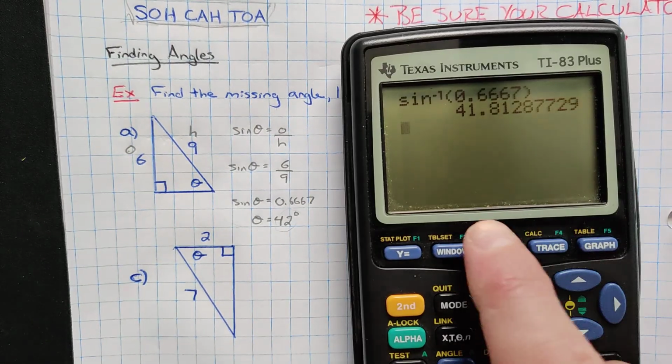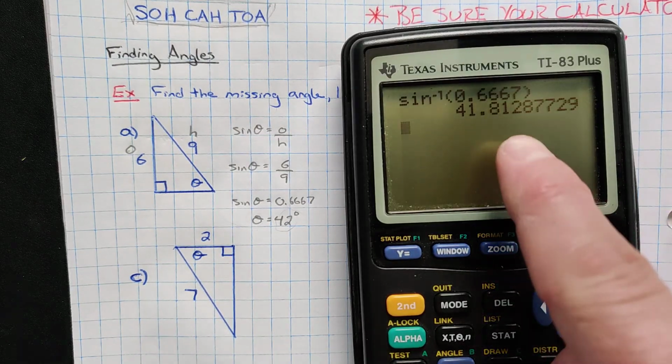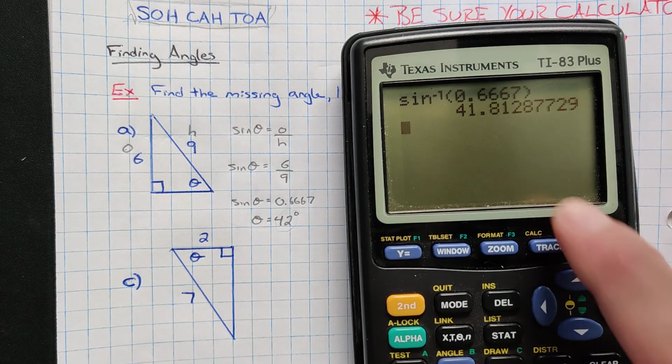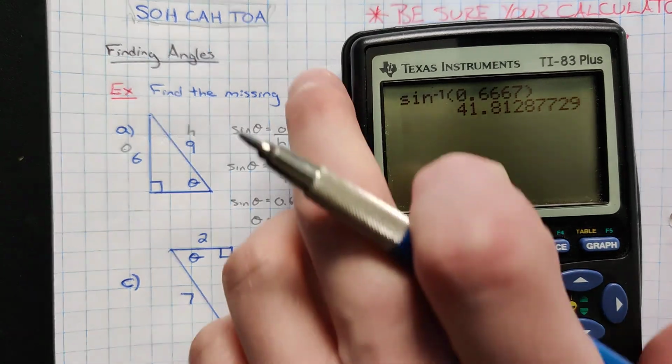Your calculator might be slightly different. It might have you type in the decimal first and then press the second sine button. So make sure you test it out. Using your calculator, that's what you should get.